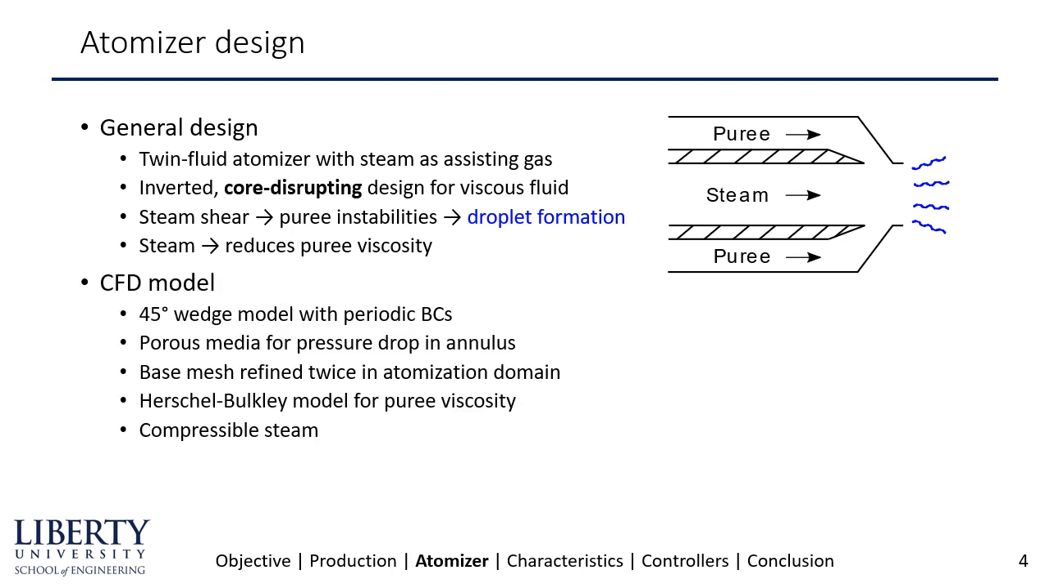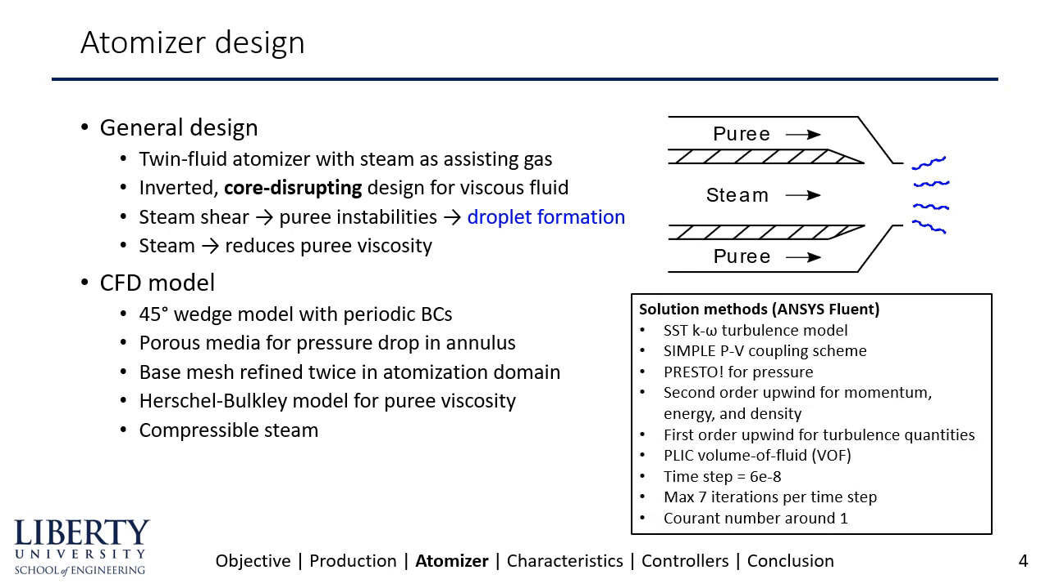The steam shear leads to puree instabilities and droplet formation, and the steam also helps reduce the puree viscosity, which is temperature dependent. We use a 45 degree wedge model with periodic boundary conditions, and we add a porous media section in the puree annulus to add an extra pressure drop to simulate a piping system. We started with a base mesh and refined it twice in the atomization domain for a finer mesh. And we model puree with the Herschel-Bulkley model for puree viscosity. So this is a shear thinning model beyond a certain yield stress. And then finally, we model the steam as compressible. Here are some other details of our solution methods in ANSYS Fluent. I won't go into those details now, but they're there for your reference.